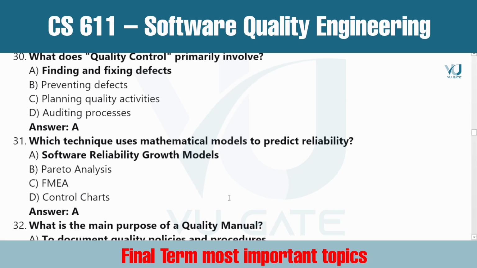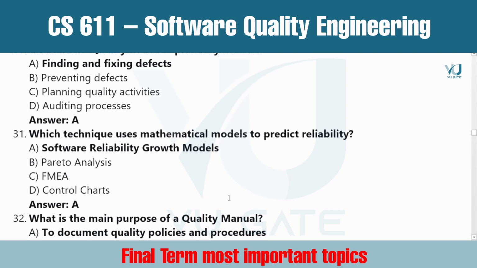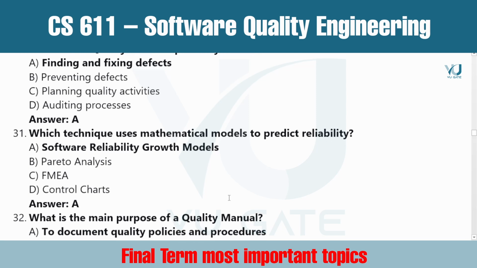Question 31. Which technique uses mathematical models to predict reliability? The correct answer is option A, software reliability growth models. Question 32. What is the main purpose of a quality manual? The correct answer is option A, to document quality policies and procedures.